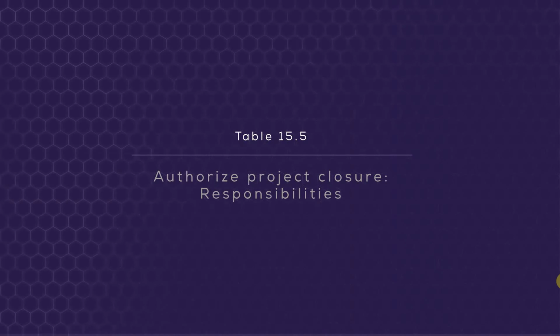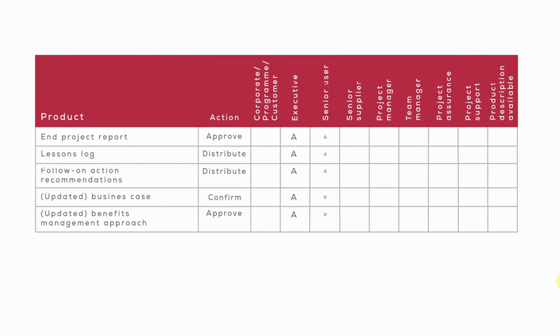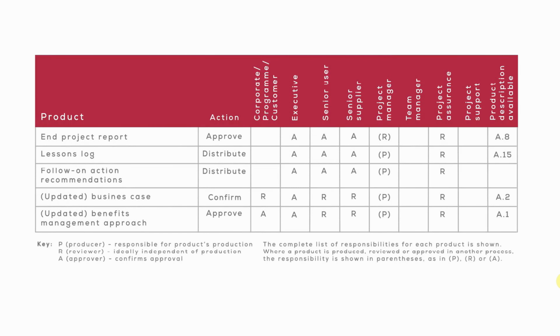Let's have a look at this table of responsibilities. So the end project report is approved. We know that the project manager created that in the closing a project process. The lessons report is distributed. That was produced again by the project manager as part of the end project report in the closing a project process. Any follow-on action recommendations are distributed. They again were created by the project manager as part of the end project report in the closing a project process, approved by the board.